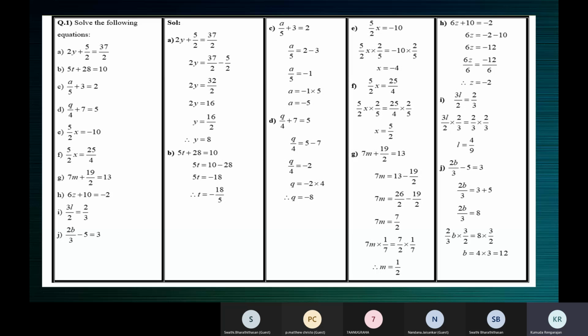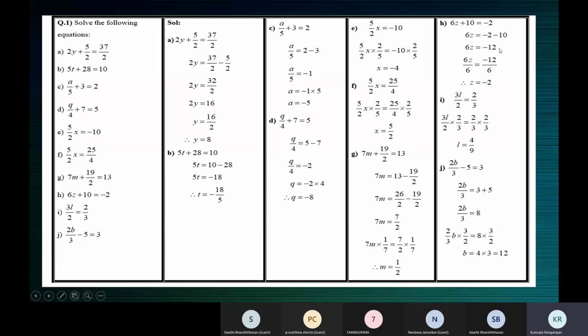Thank you. So as she said, we need to solve the equation and find the value of the variable z. So let's first transpose plus 10. So plus 10 when taken to the other side becomes minus 10. So 6z is equal to minus 2, minus 10. Sorry, plus 10 when it moves to the other side, it becomes minus 10.